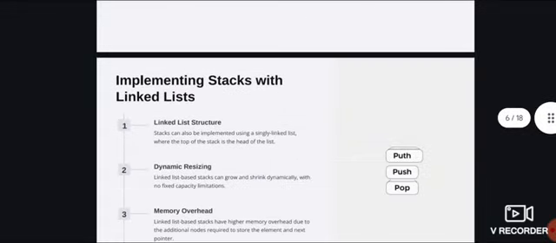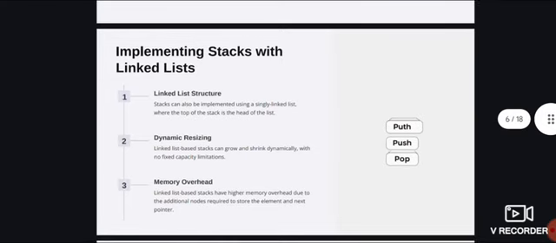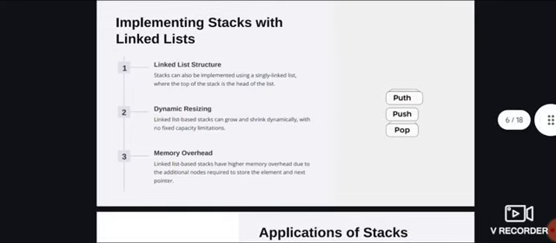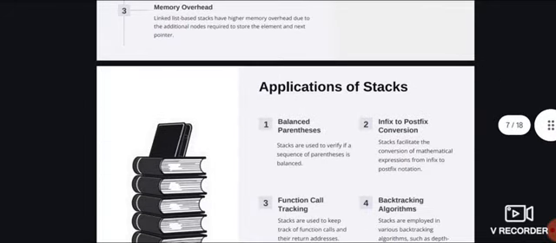Then implementing stacks with linked list. Linked list structure. Stacks can also be implemented using a singly linked list where the top of the stack is the head of the list. Dynamic resizing. In a linked list, there is no limited memory space. We can store the elements dynamically. It's a main advantage of the linked list. Memory overhead. Linked list-based stacks have higher memory overhead due to the additional nodes required to store the element and next pointer.